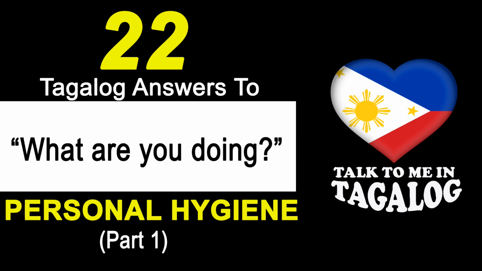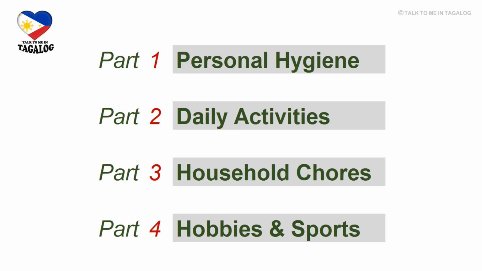This lesson will teach you how to answer the question, Anong ginagawa mo? Which means, what are you doing in English. I divided this lesson into 4 parts. Part 1 is about the things that you do related to personal hygiene. Then we will talk about daily activities in Part 2. In Part 3, we will describe household chores. And in Part 4, you will learn how to talk about sports and hobbies.